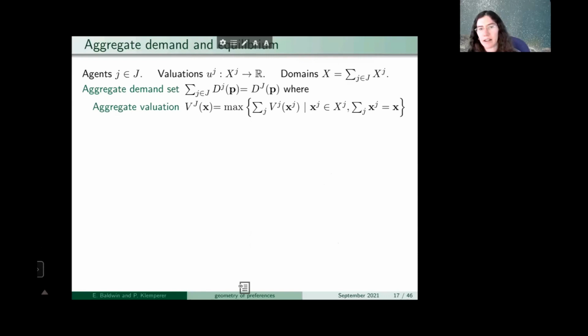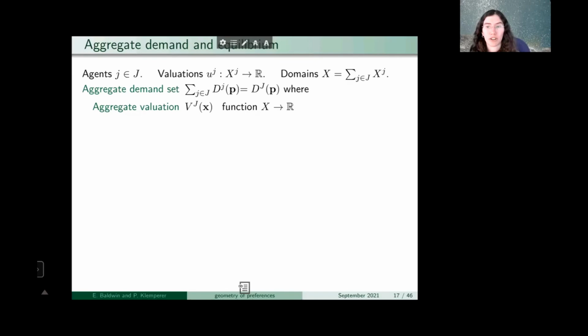So I could say that that is what the aggregate valuation is, but I'm not going to bother because, as I mentioned, I am interested in drawing squiggly pictures, not in thinking about precisely what valuations are. And so I find it easier not to think about that because, as it turns out, I never need to know that. So the valuation is just a function on this aggregate domain.